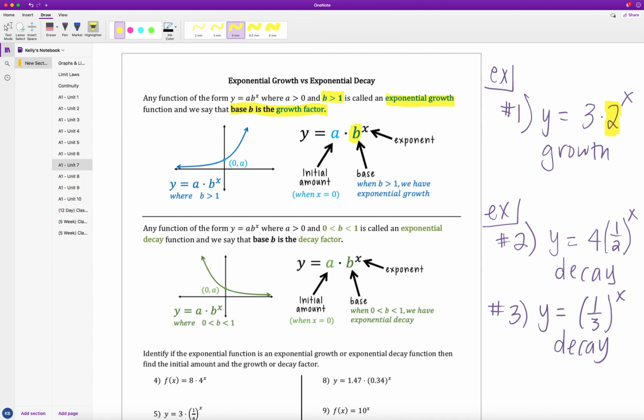The other piece of information that we can get from the exponential equation is the initial amount. So this a value here is what we call the initial amount, which will also always be our y-intercept if we're assuming the form a times b to the x.